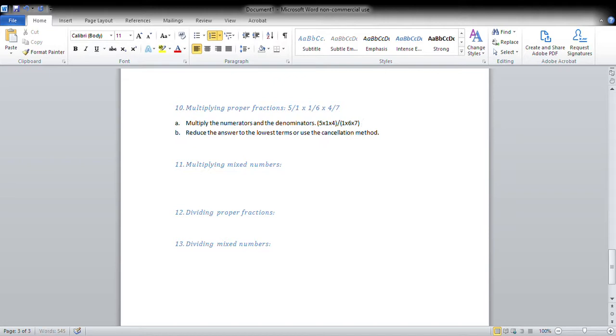Which is equal to 5 times 1 is 5 times 4 is 20. 1 times 6 is 6. 6 times 7 is 42. So our answer is 20 over 42, but we know that each of these numbers is divisible by 2. So 20 over 42 is the same as 10 over 21.